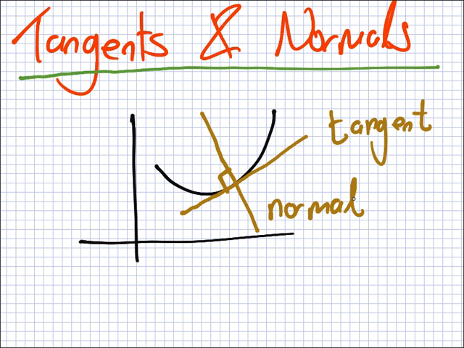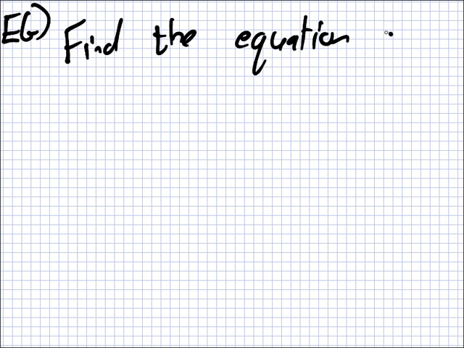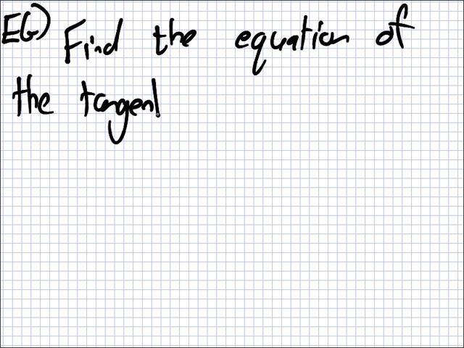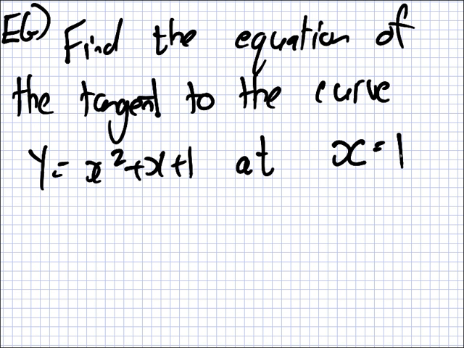Okay, so let's have a look at a simple enough example. So maybe the type of question you might get in the exam would be something like this. Find the equation of the tangent to the curve. Let's see, we'll keep it simple, we'll just make it a quadratic. y equals x squared plus x plus 1 at the point, we'll say x equals 1. So we'll keep everything nice and simple then.